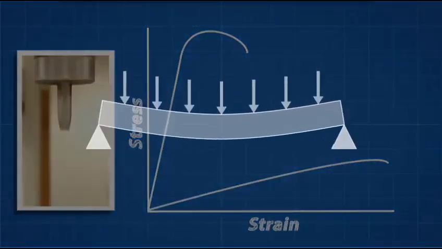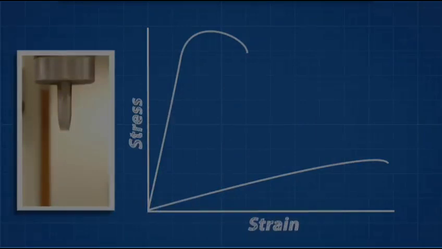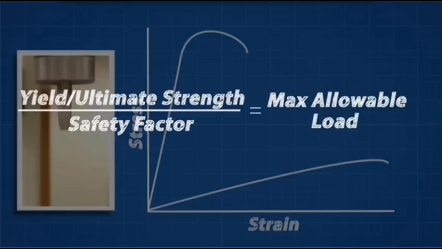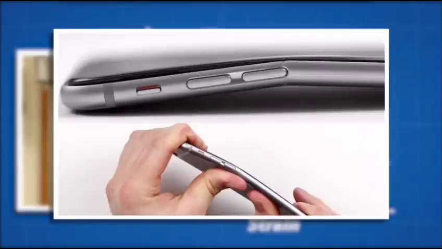Yield strength and ultimate tensile strength are two other important properties. An engineer will divide the yield, or ultimate strength, by the safety factor to achieve the max allowable stress, which is used to influence the design of the product. Usually engineers will aim to keep the max possible stress well below failure, but safety factors differ between industries.